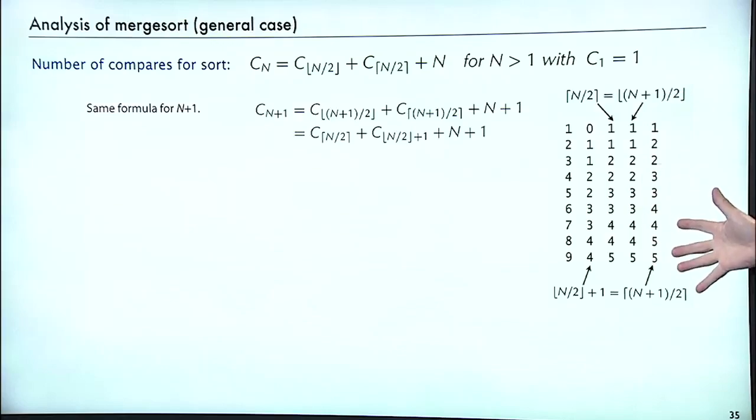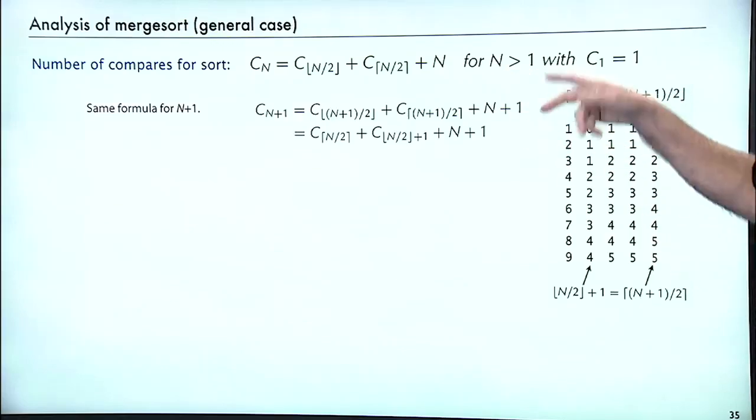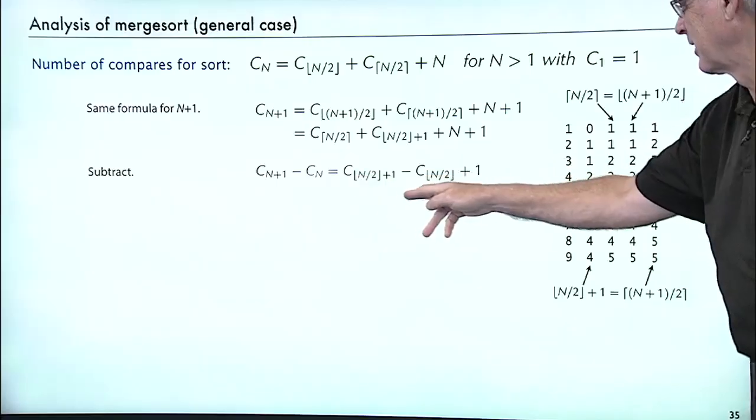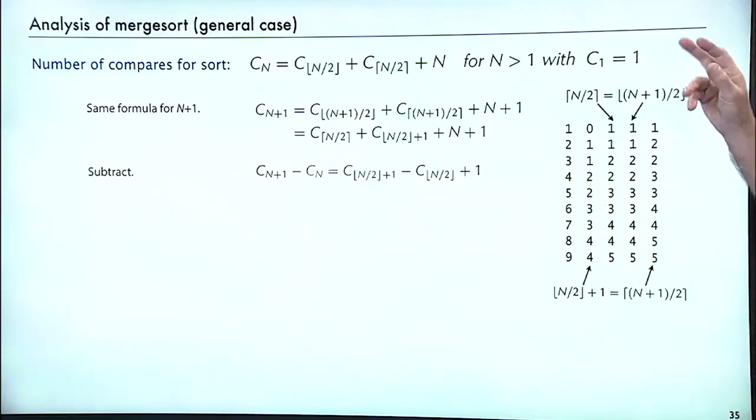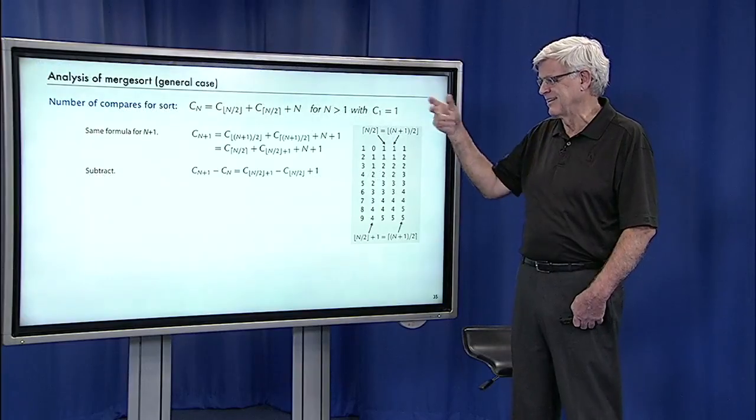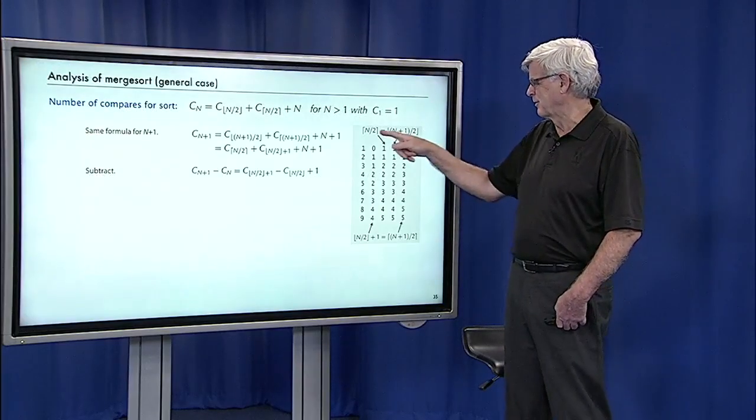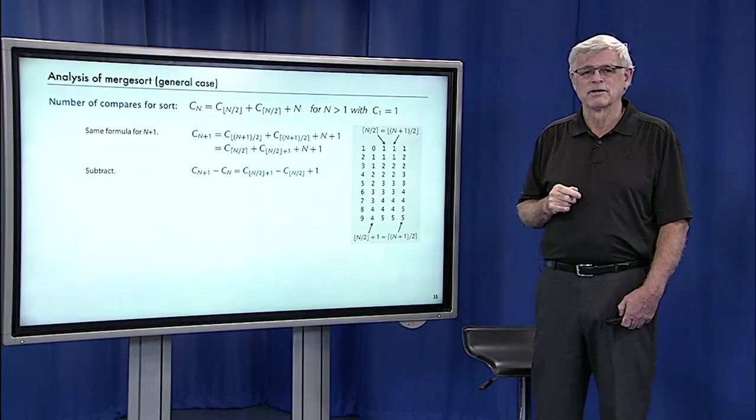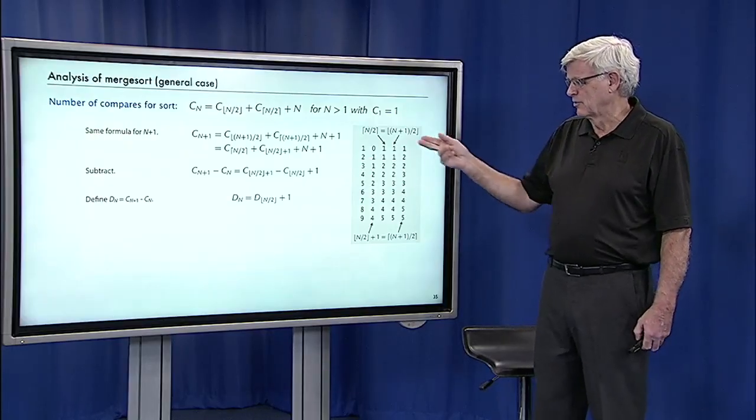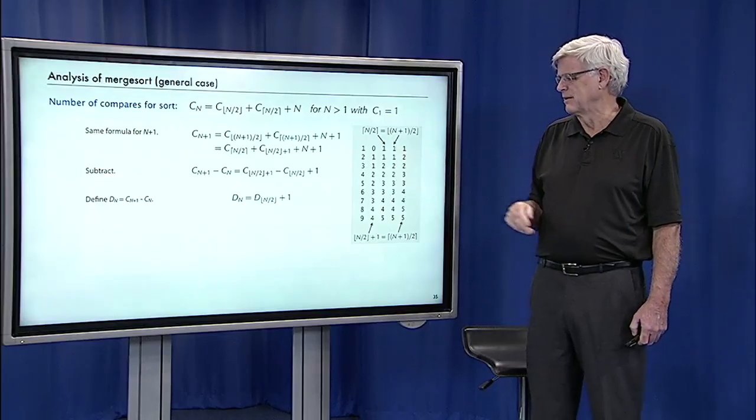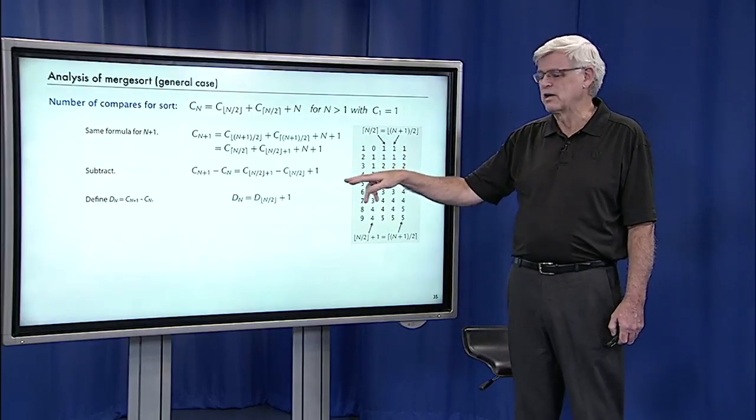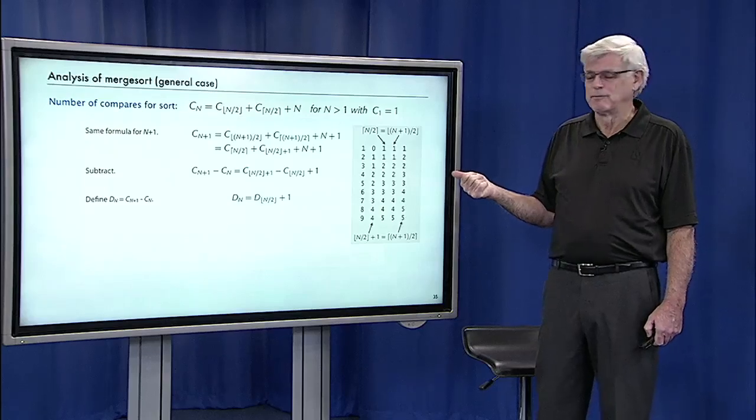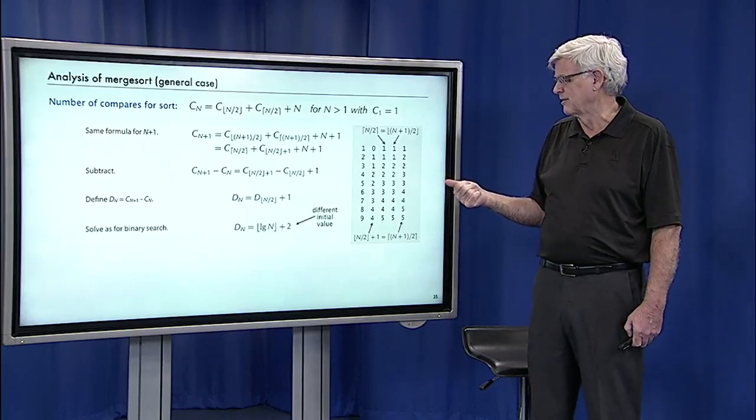So that's what this table does. And then once we have that, we can subtract those two formulas, and that gives us something that telescopes. So, a little magic trickery based on the relationships between floor and ceiling with the plus ones, and that gives us a simpler formula to work with. We'll just define that difference to be d_n, and then that's going to be the equation for d_n. But that equation is a familiar one. That's the binary search equation.